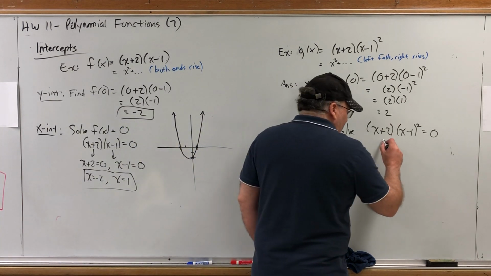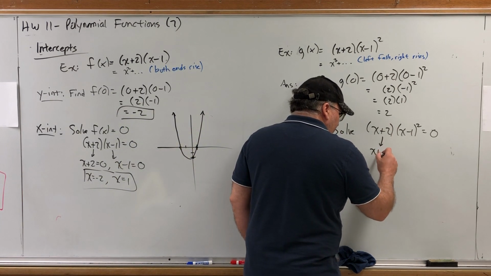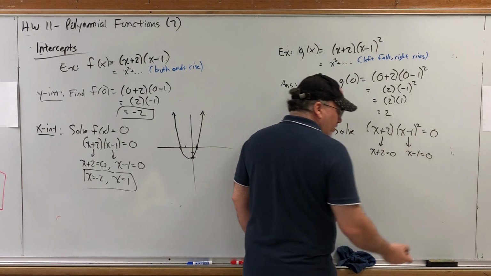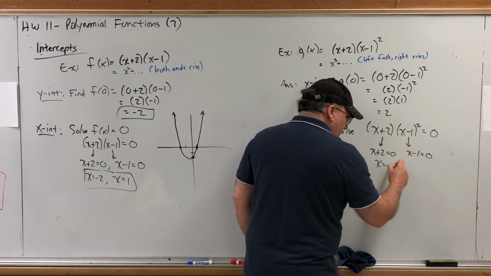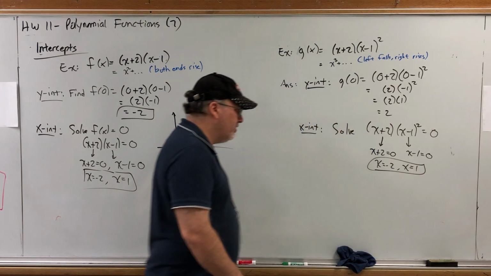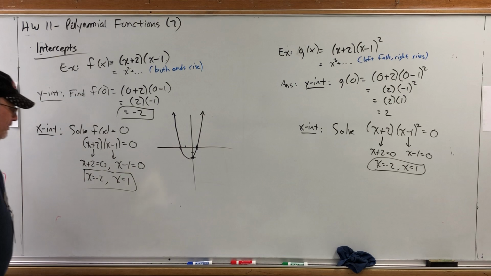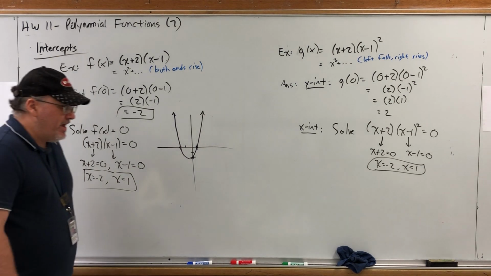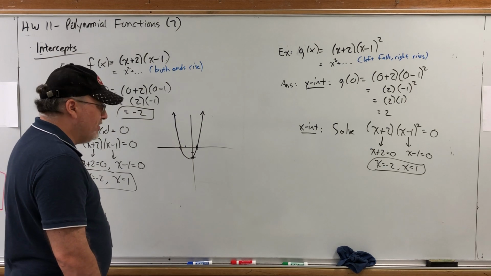So when we solve it for the x-intercepts, we're going to get the same values by setting each factor equal to 0 and solving. So we get x equals minus 2 and x equals 1 again. So these two graphs have the same x-intercepts, different y-intercepts, and different end behaviors.